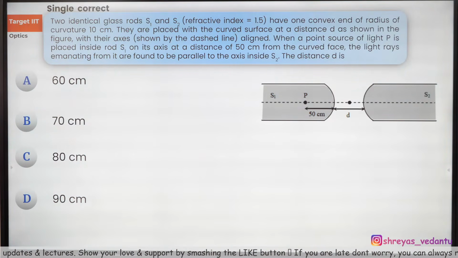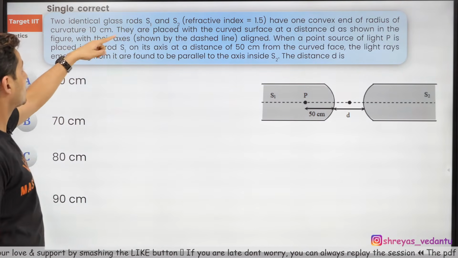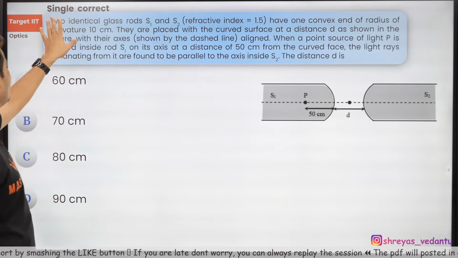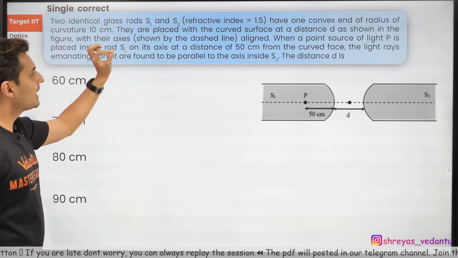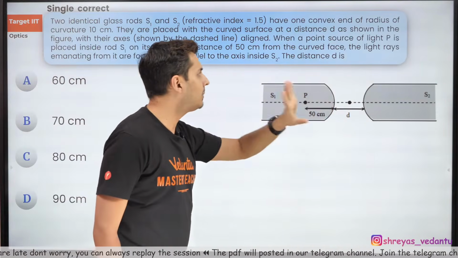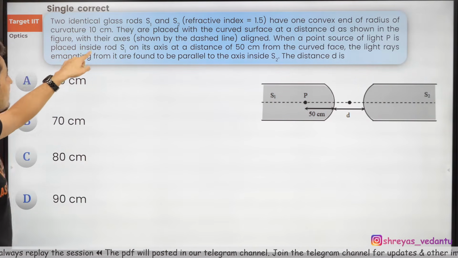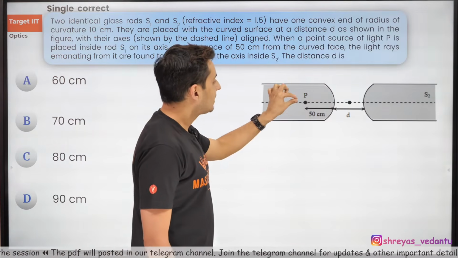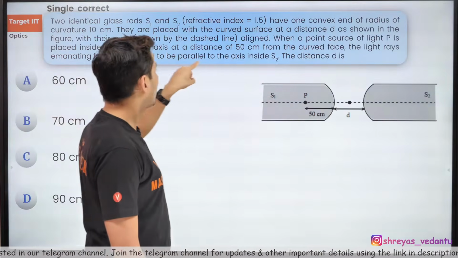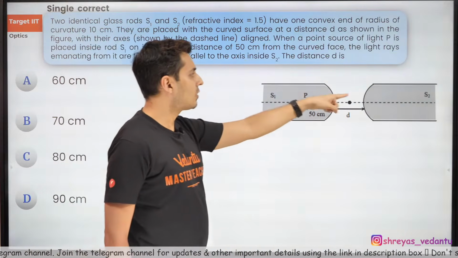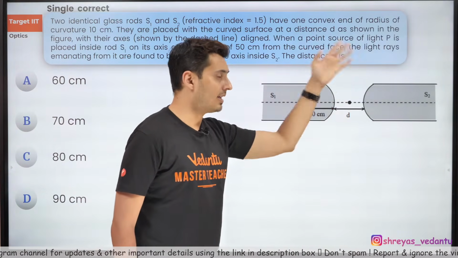Let's get going with the next question, guys. So look at this. What is there? There are 2 tubes or rods, S1 and S2. Refractive index is given. The radius of curvature is also given to be 10 centimeters. They are placed with a curved surface with distance d apart. As shown, when a light source P is inside of rod S1, it refracts, and eventually the light rays come out parallel in rod number 2. Inside this rod 2, it comes out to be parallel. So what should be this distance so that the rays are parallel?